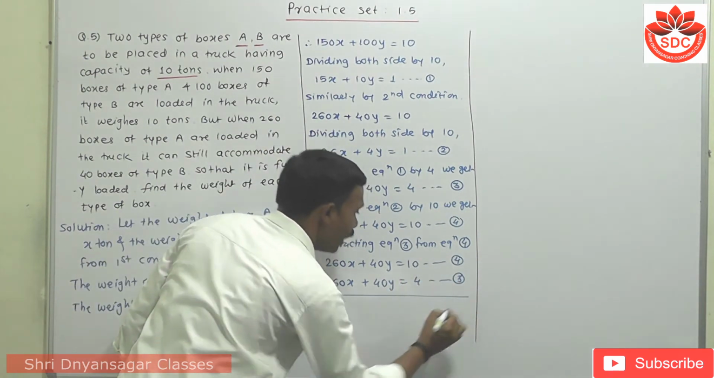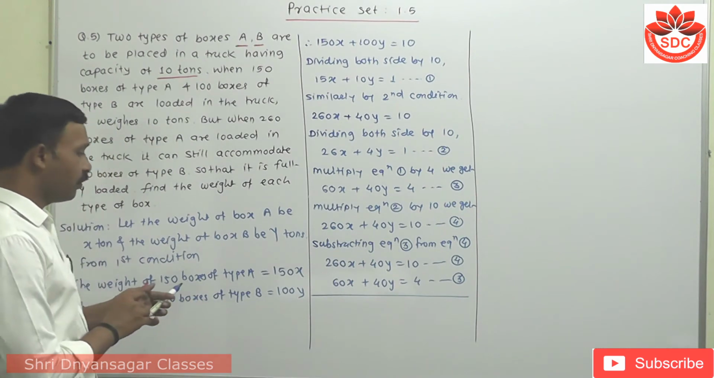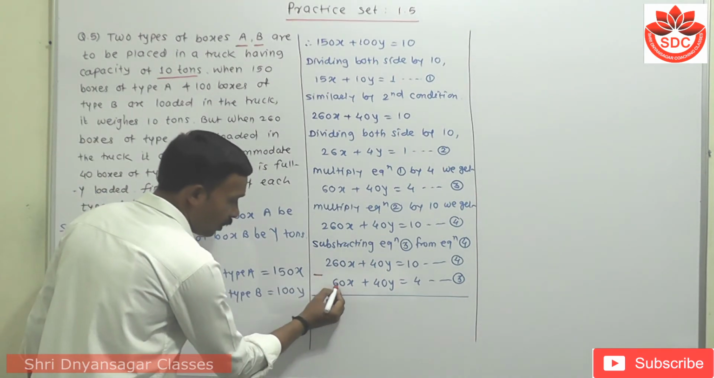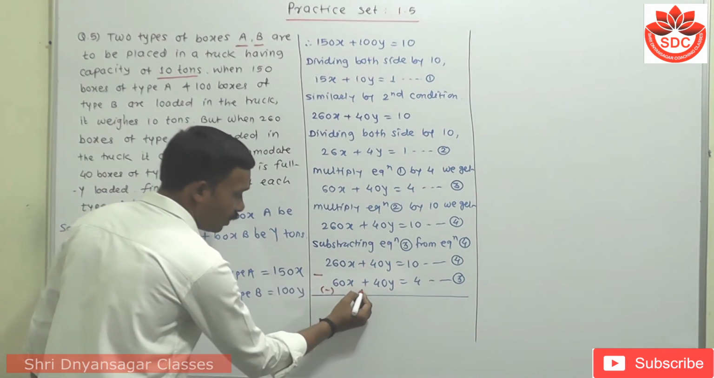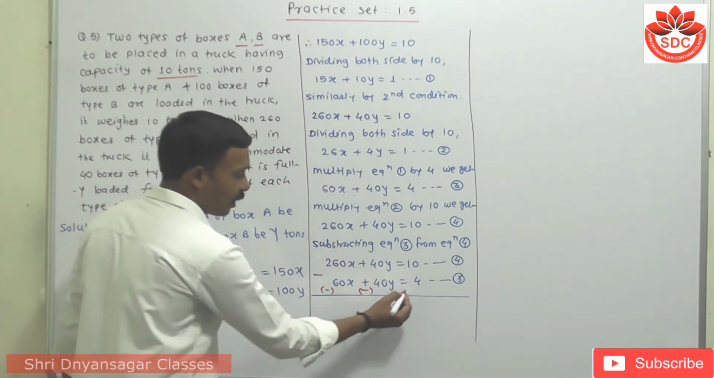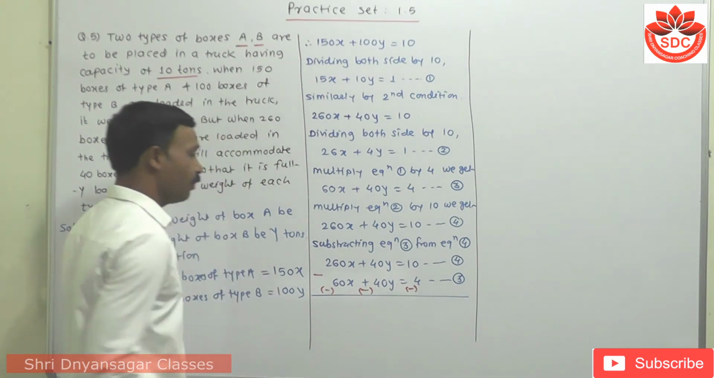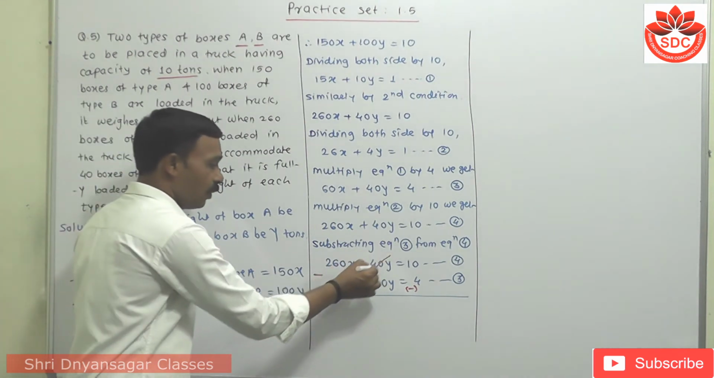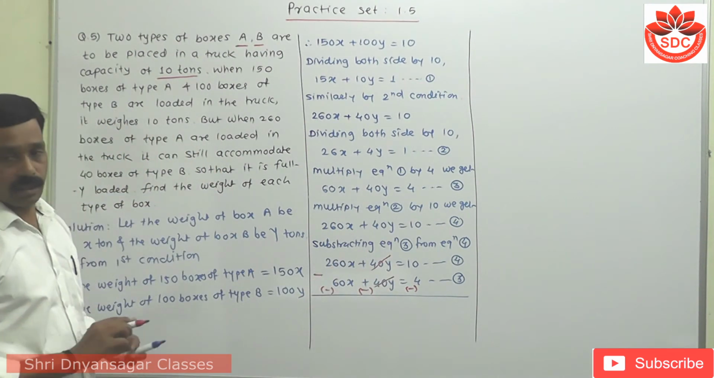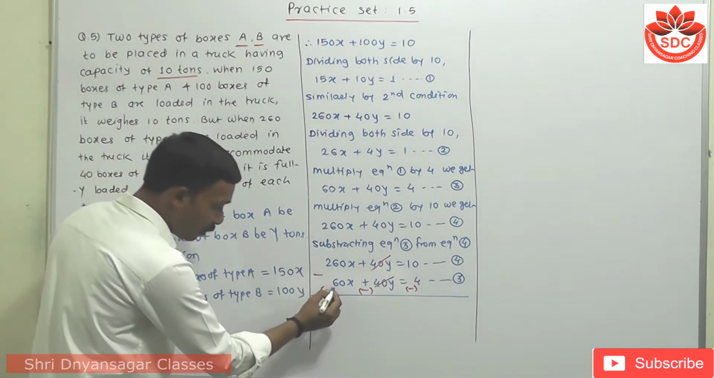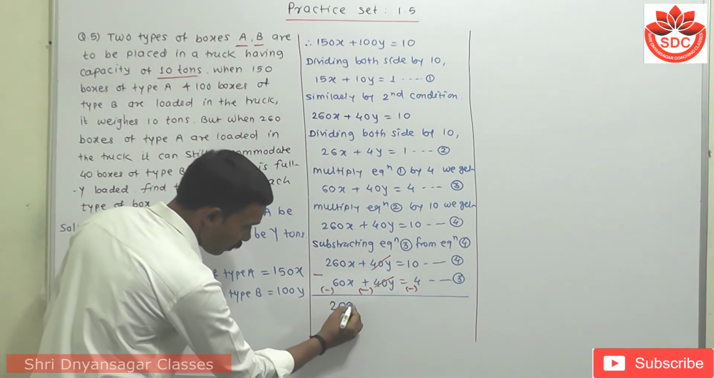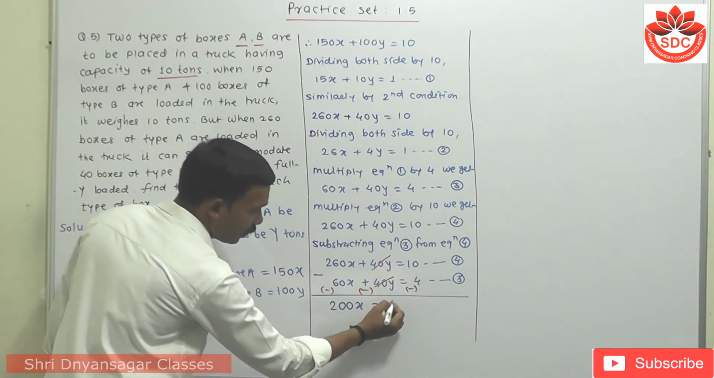Students, when we subtract here, then the signs of the second equation are changed. So this plus converts to minus. This plus also converts to minus, and this plus also converts to minus. At that time, 40y gets cancelled. The subtraction becomes 200x is equals to 6.